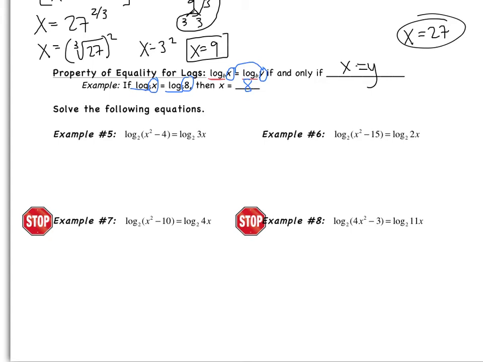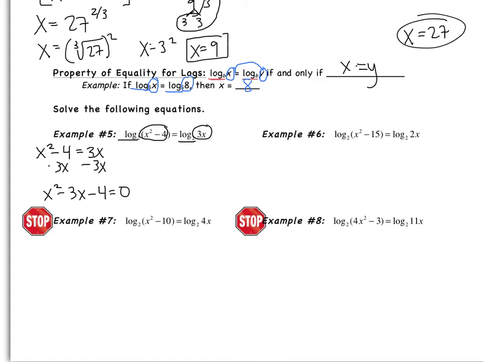Looking at example 5, I have log base 2 of x squared minus 4. I have log base 2 of 3x. Okay, so log base 2, log base 2. My bases are the same, so I can set the arguments equal. I have x squared minus 4 equals 3x. Okay, now, how do I solve this? Well, I have an x squared and I have an x. So the first thing that I'm going to do is get everything over to one side. So I'm going to subtract that 3x. So this becomes x squared, subtract 3x, subtract 4 equals 0.